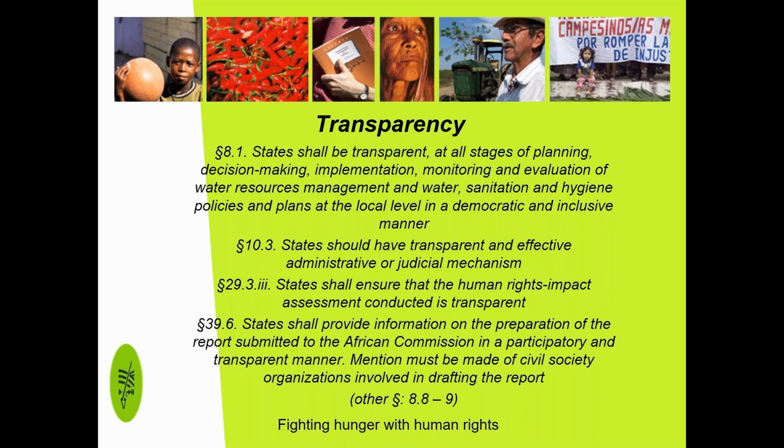For instance, when you have a big mega project which requires a human rights impact assessment, community members should trust the judicial mechanisms, and they should have means to access them, if they are not far or not costly. States should put in place ways for people to access those judicial mechanisms to challenge anything that is against their enjoyment of the right to water.